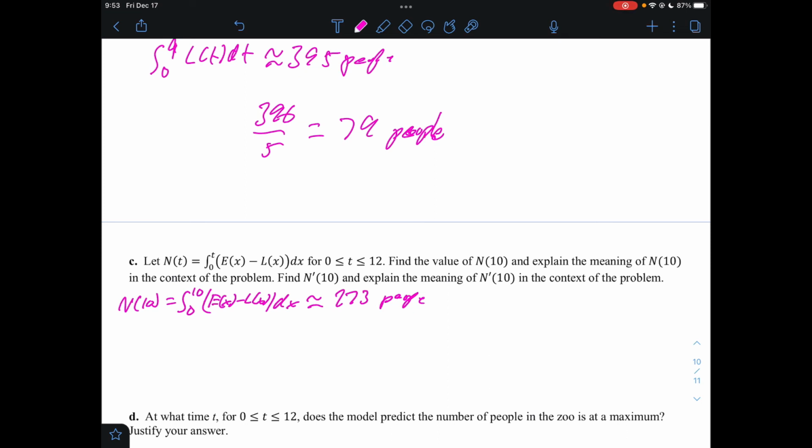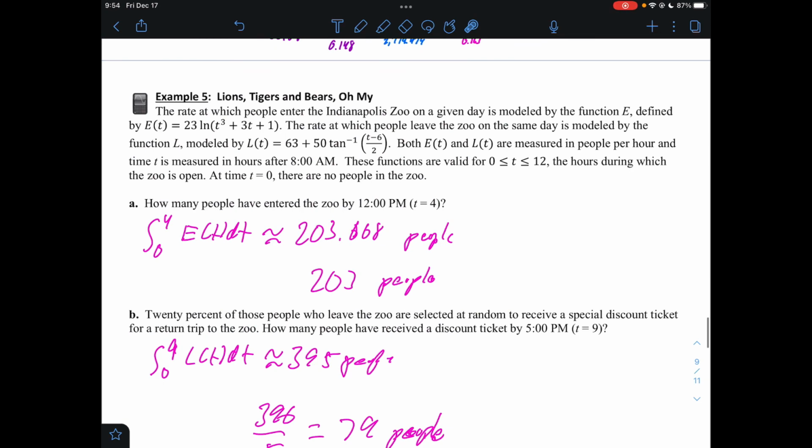Because remember, E is how many people arrived, and L is how many people have left. So subtract how many people have arrived minus how many people have left, you get how many people are still in the zoo. All right, so N prime, first let's do N prime of t. The N prime of t would just be E of t minus L of t. So N prime of 10 would be E of 10 minus L of 10. So all you're doing here is putting 10 into E and 10 into L and subtracting those numbers.